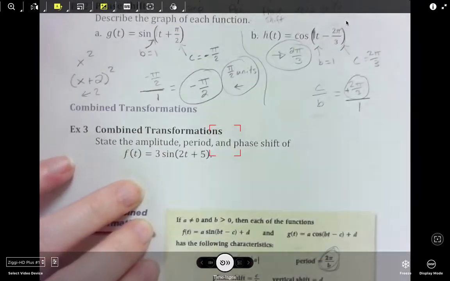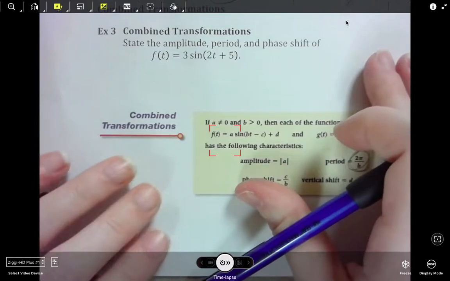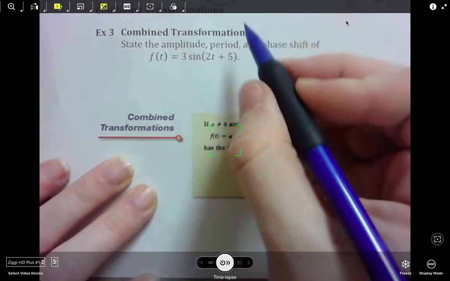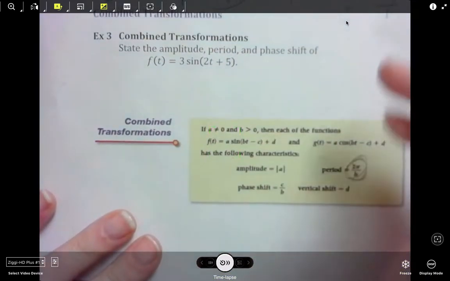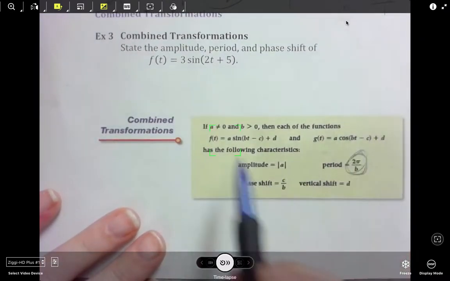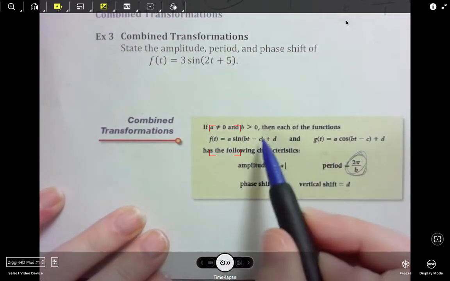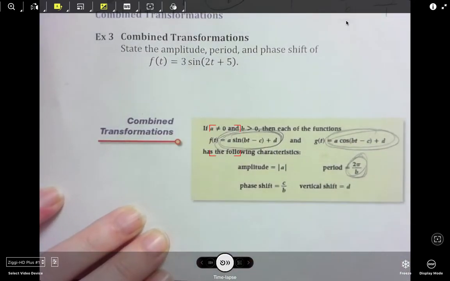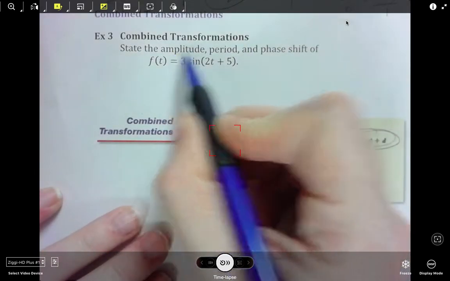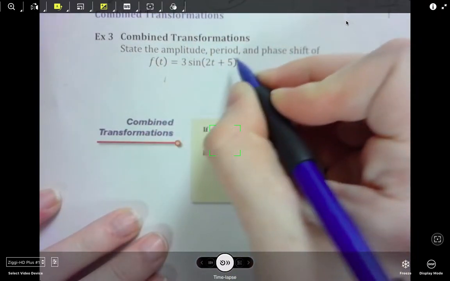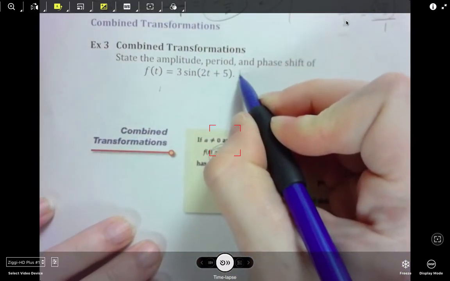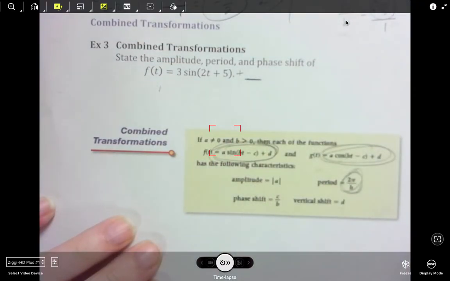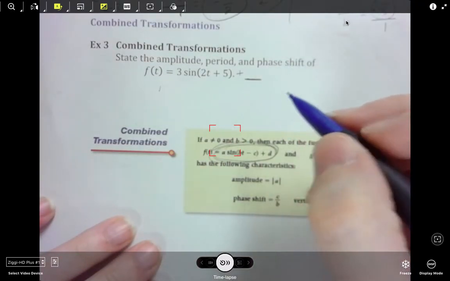Okay, combinations. So example 3, combined transformations. All right, amplitude, period, phase shift of a function here. They have down here the A, B, C, and D thing going on. So there's sine and there's cosine, A, B, C, and D. Amplitude, period, phase shift. They don't ask for vertical shift. Vertical shift would be if I was adding something out here. So we don't have a vertical shift. They don't even ask for it.